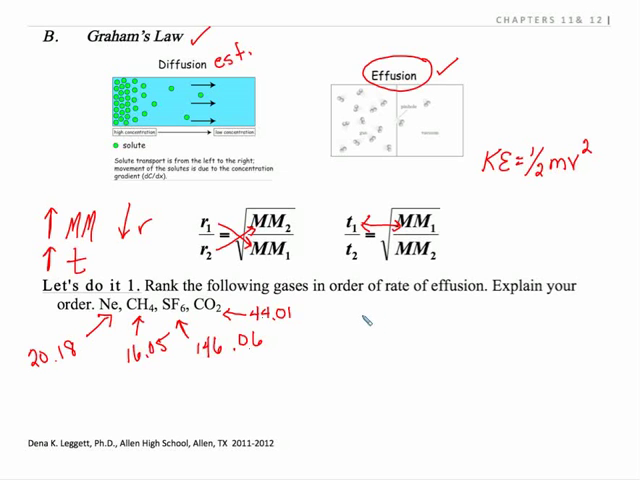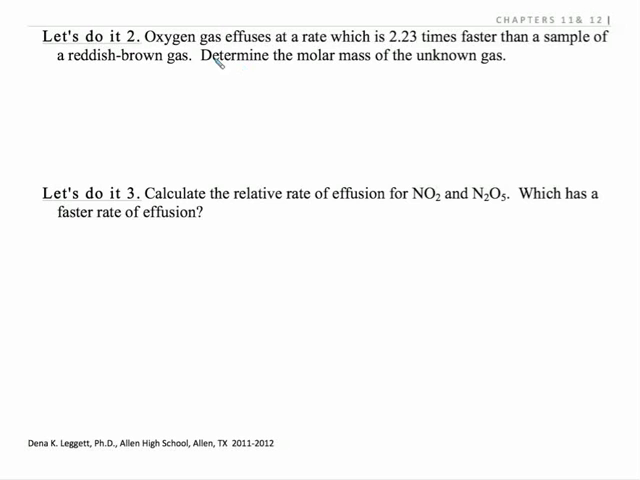All right? So these are the molar masses. So now we want to rank them. If you increase the molar mass, remember you decrease your rate of effusion. So the smallest is the fastest. CH4 is greater than neon, is greater than CO2, is greater than SF6. So that would be one way that this can be discussed.